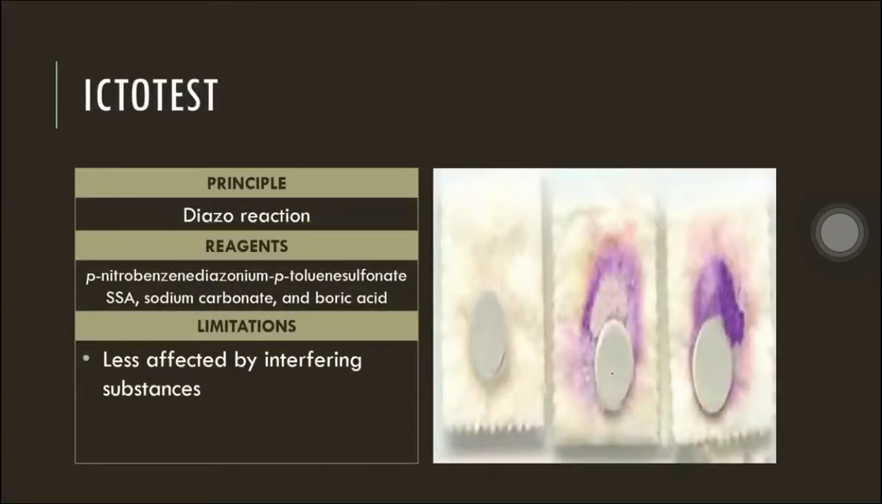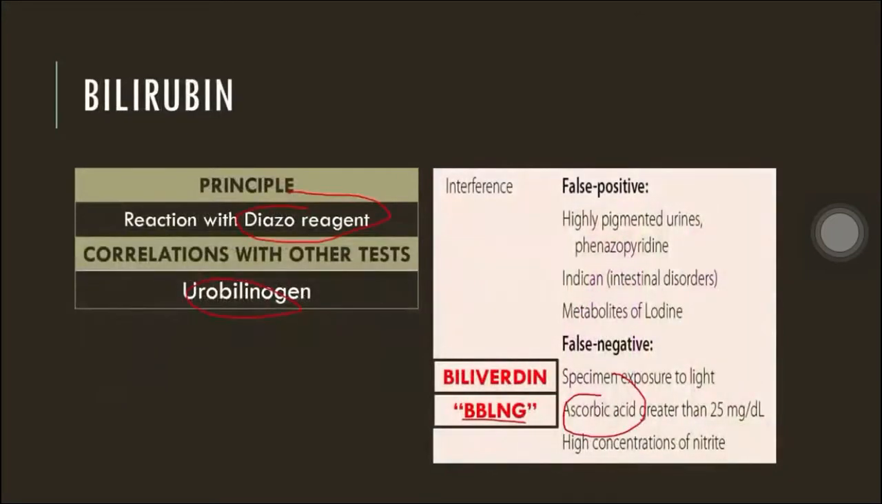Next, we have the Ictotest, the tablet test for bilirubin. The principle is the same as for bilirubin. The reagents here are p-nitrobenzene diazonium p-toluene sulfonate, SSA, sodium carbonate, and boric acid. The advantage of the Ictotest is that it is less affected by interfering substances. It is not affected by ascorbic acid or a high concentration of nitrite.